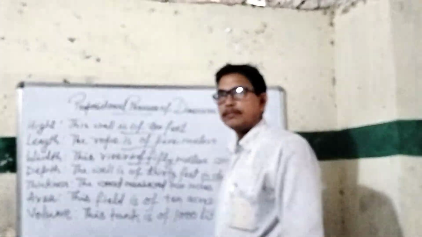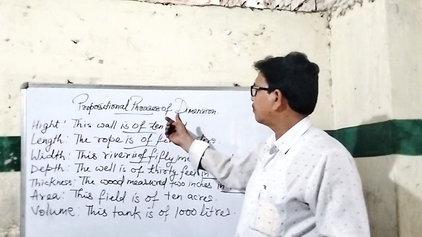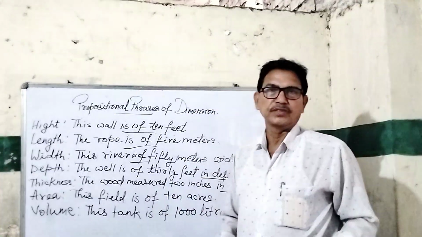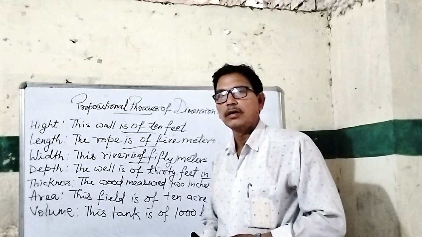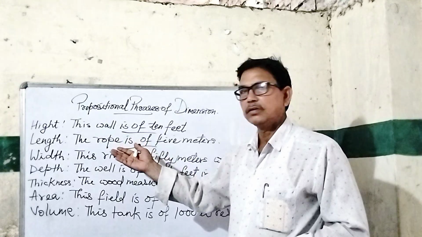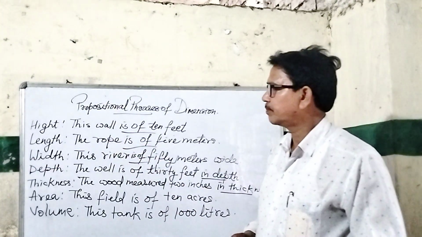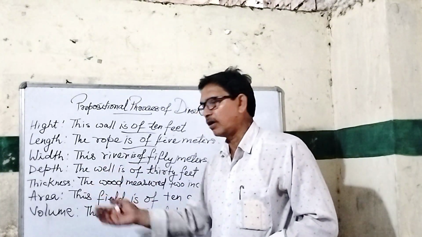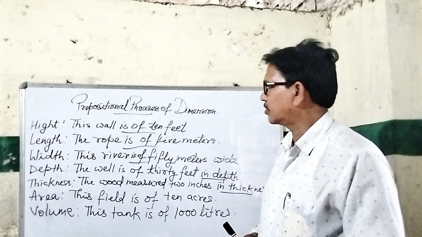My dear friend, once again we are going to talk about prepositional phrases about dimension of any object. When we talk about dimension, we always talk about height, length, width. Sometimes width is called breadth also, depth, thickness, area and volume. Here we are going to see how to use them in a sentence.